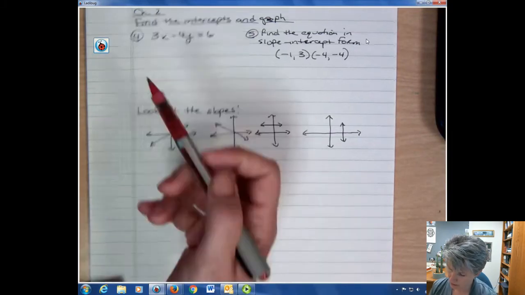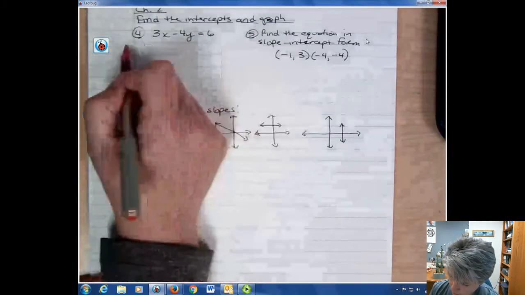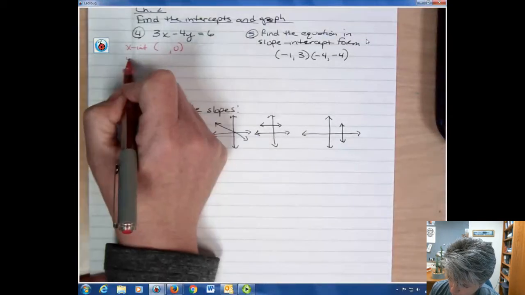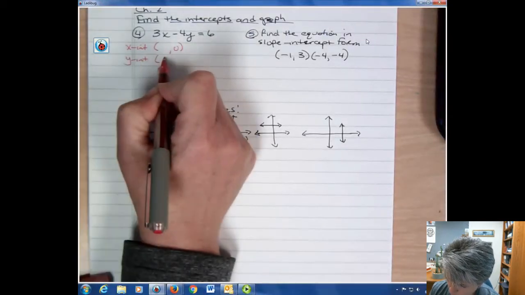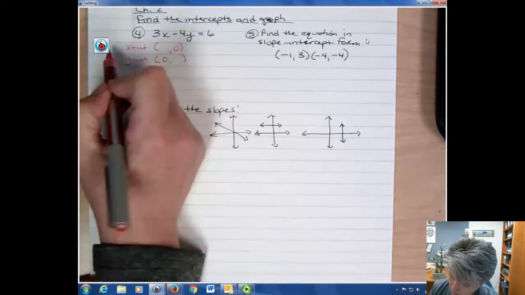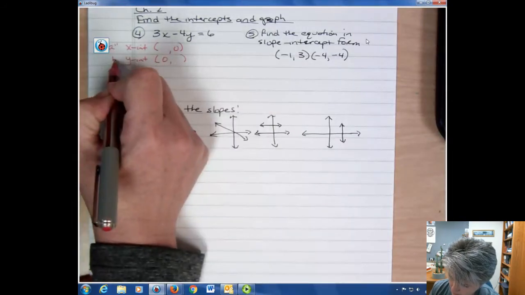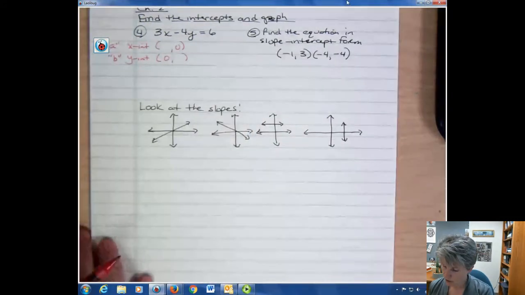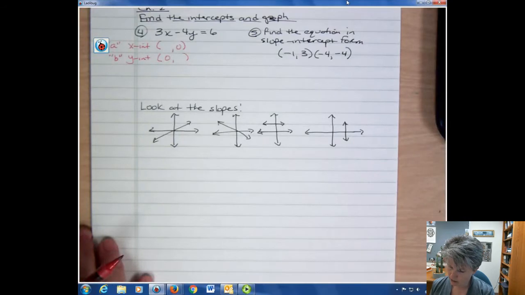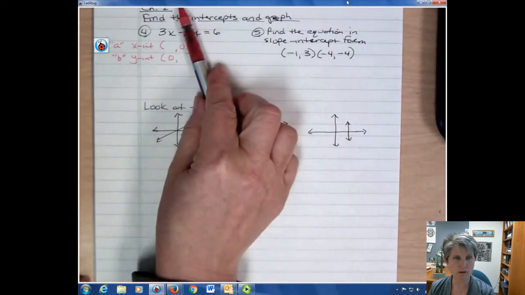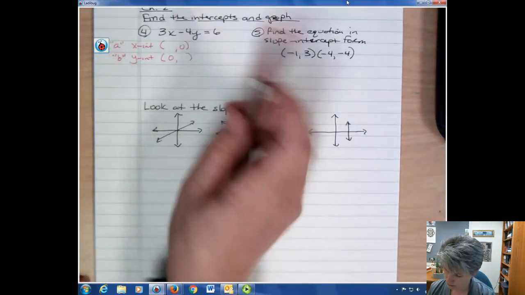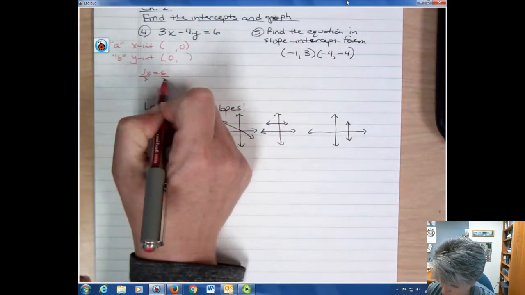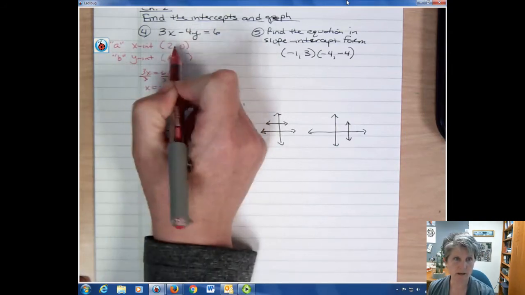And this one says find the intercepts and graph. Remember that the x-intercept is what you get when you make y 0, and the y-intercept is what you get when you make x 0. X-intercept we abbreviate with a lowercase a and y with a lowercase b, just for future reference. So what do you get if you make y 0? That's going to make that term drop out, and you get 3x equals 6. Divide by 3, and you get x equals 2. You can just do that by the cover-up method.